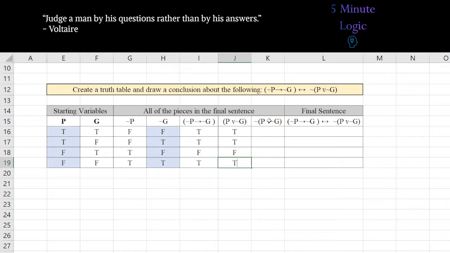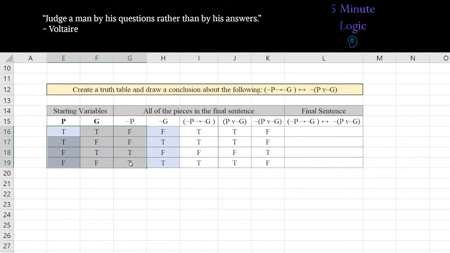Great. Now notice this next sentence. This next sentence is just the negation of this previous column. So instead of going down piece by piece, which we could do, instead we know that it's just going to be the opposite truth value of this sentence. This is why we constructed it in this way. So false, false, true, false. And now we have all of the pieces.